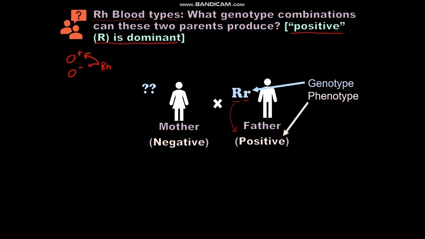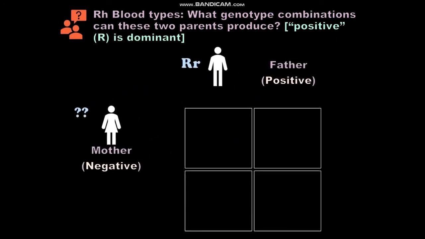Now, the mother, I have not listed what her genotype is, but I have told you that the phenotype is negative. But because we know that the positive trait is the dominant trait, and she must therefore have the recessive phenotype, we know that she must have the homozygous recessive genotype.